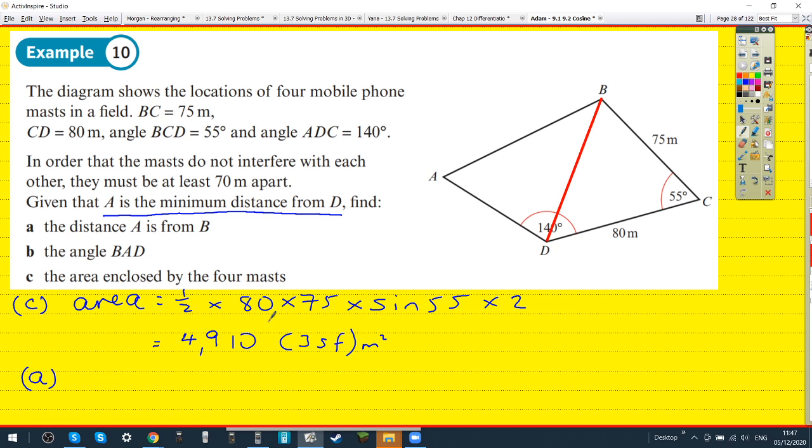So A is the minimum distance from D. How would you figure out what AB is, because all the sides are uneven? So would AD be 70? Yep. That one's 70, and then you have to find the angle BAD.